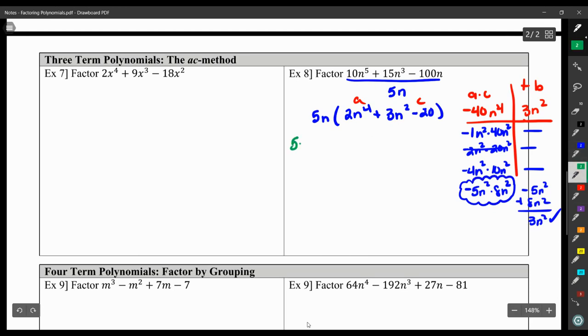So we have the 5n hanging out. We have 2n to the 4th. Then we're going to split apart b. So b gets broken up into negative 5n squared plus 8n squared.